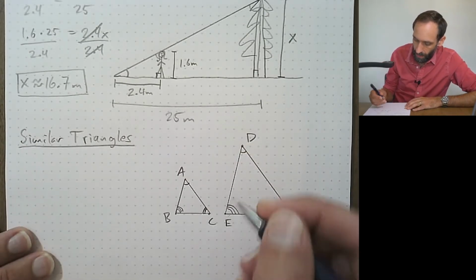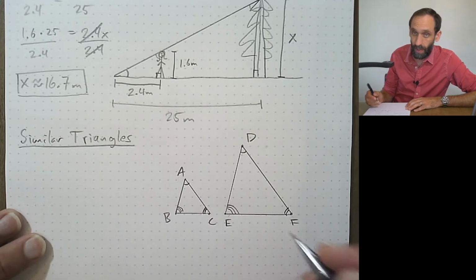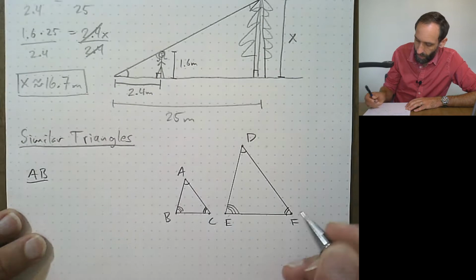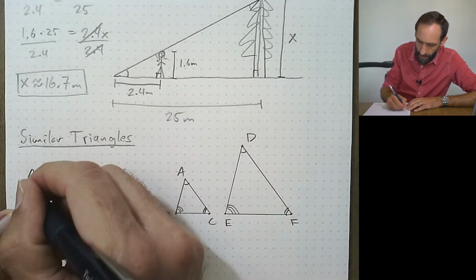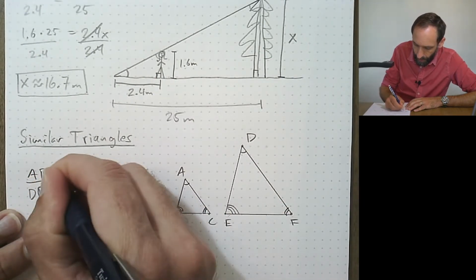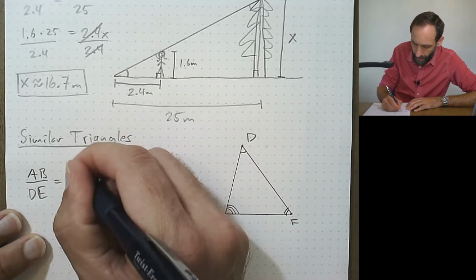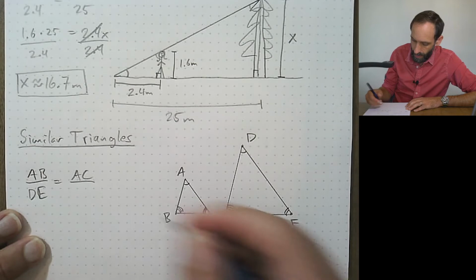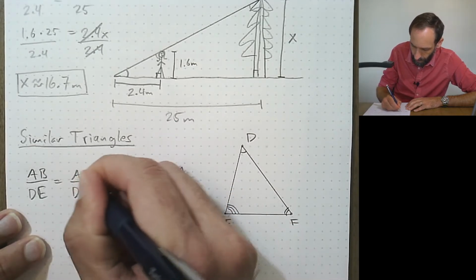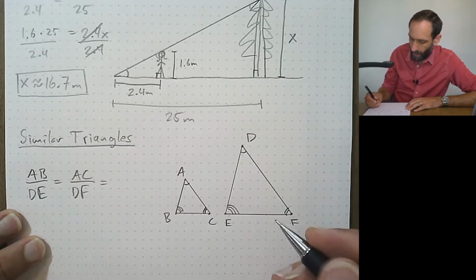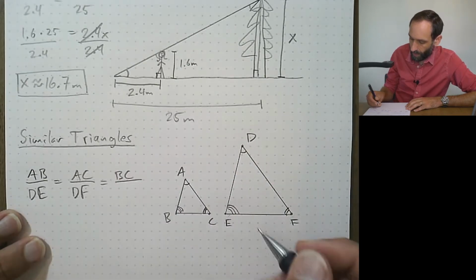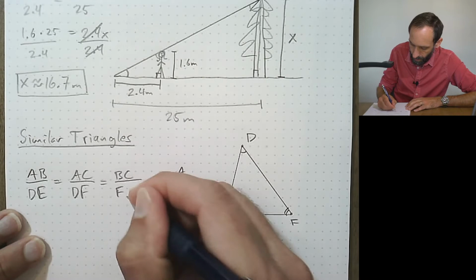So this fact about proportionality can be expressed algebraically as follows. The length AB divided by the length DE is equal to the length AC divided by the length DF, which is equal to the length BC divided by the length EF.